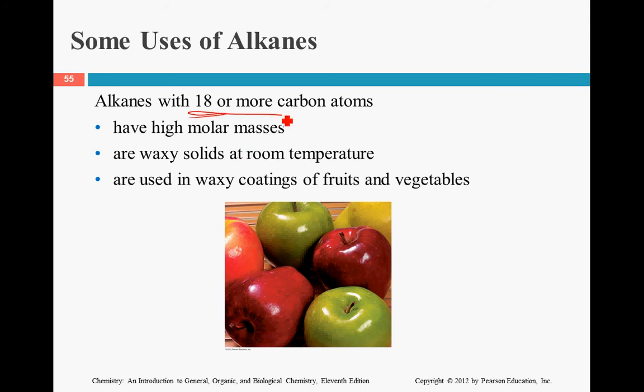18 or more, so now we're getting into a lot of carbons, become more of a wax. For instance, the waxy coating on top of fruit that can make it so they don't mold as easily. They make it prettier so people want to buy it. They keep the moisture in better. These waxing coatings are alkanes with a lot of carbons.